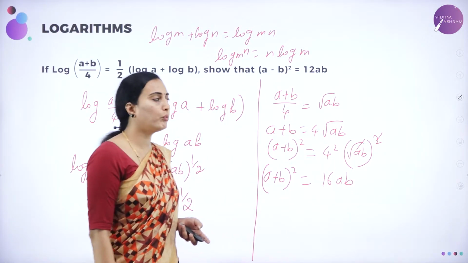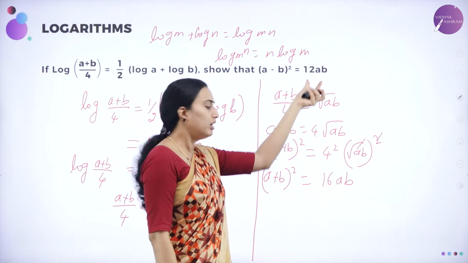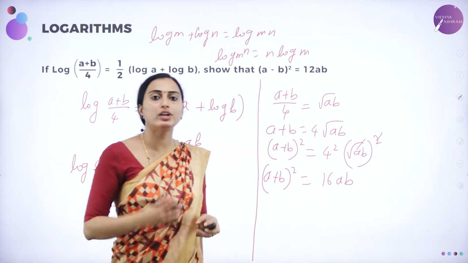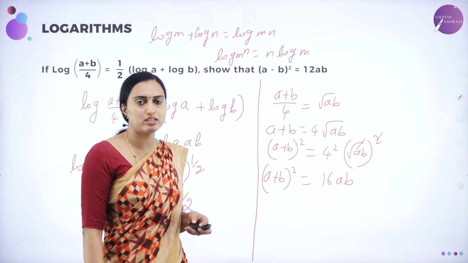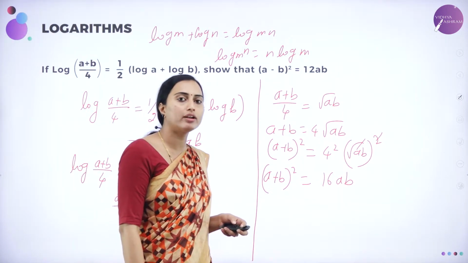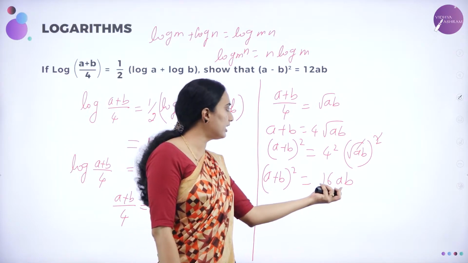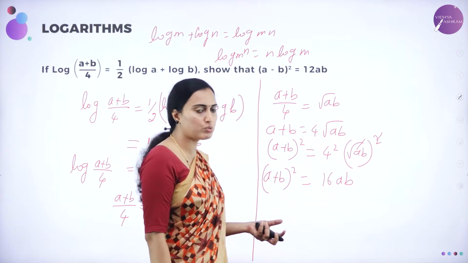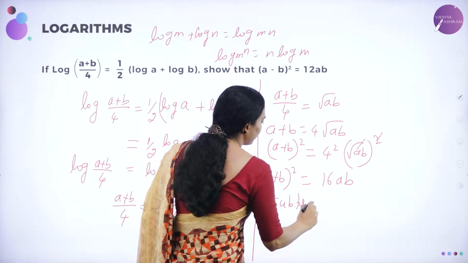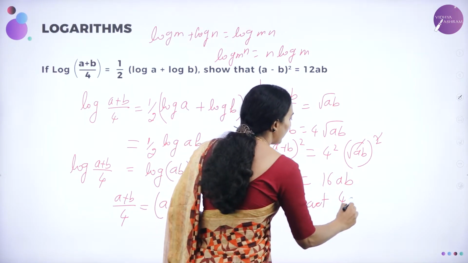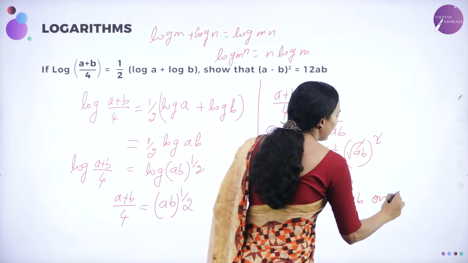Now, I want what on the right hand side? 12ab. Here I am having 16ab. What do I need to do? I have to subtract 4ab on both the sides. So, therefore, I am going to get on the right hand side 12ab. Are you getting this one? Therefore, subtract 4ab on both the sides.